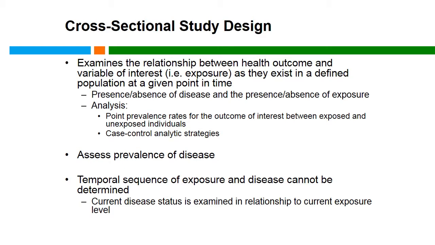The analysis of cross-sectional data often looks like a case control study, though what we're calculating is the point prevalence rate for the outcome of interest, and that's what we're going to estimate. A cross-sectional study can be useful to assess the prevalence of disease, but the major drawback to this design is the inability to examine the temporal sequence between exposure and disease because we're assessing both of these simultaneously.